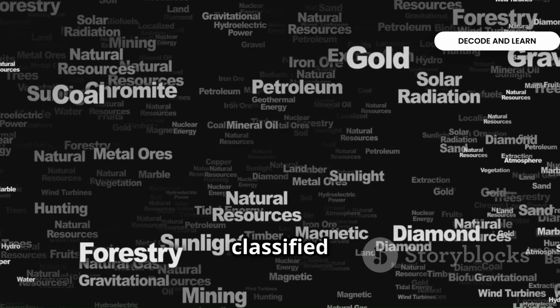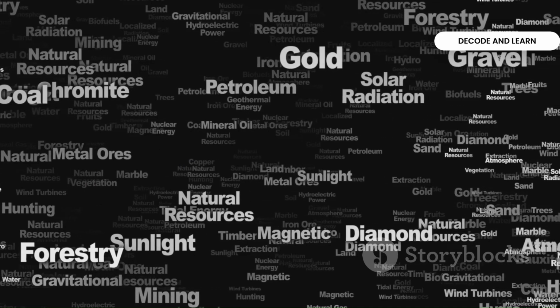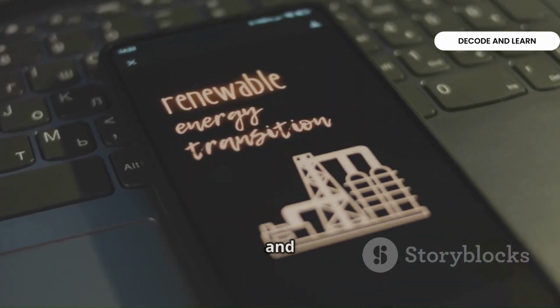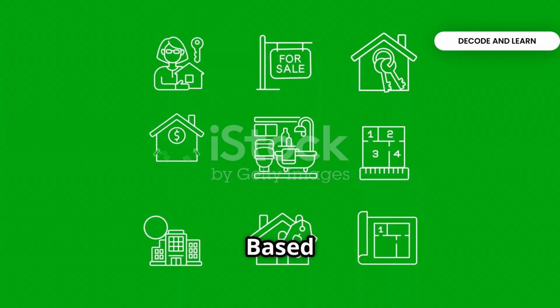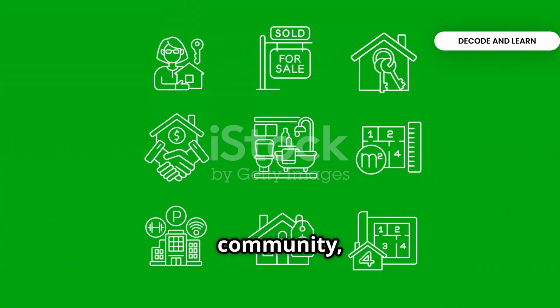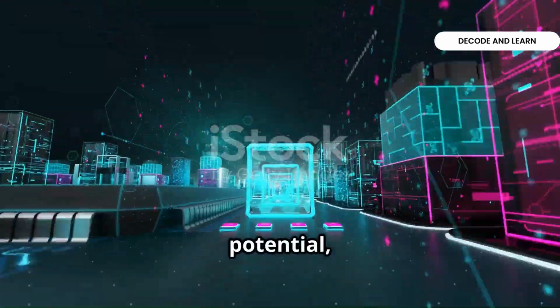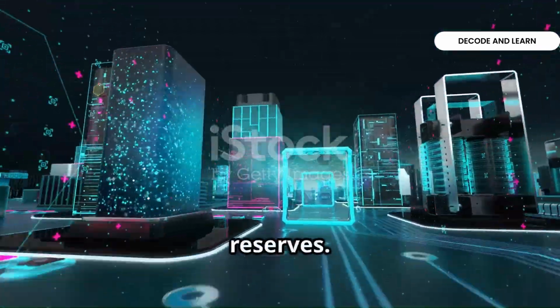Resources can be classified as biotic (living) and abiotic (non-living), renewable like solar energy and non-renewable like coal, based on ownership (individual, community, national, or international), and by development status (potential, developed, stock, or reserves).